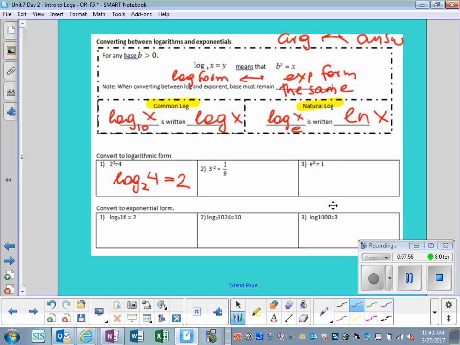So when I'm looking at log with base 2 of 4, I'm thinking about what number I need so that 2 to that power equals 4. See what's happening? The opposites. Okay, so number 2. I need to convert to log form, so obviously I need some kind of log there. What is the base of my log? The base of this exponential function is 3. So log base 3 of 1/9 equals -2. What is the argument for the log? 1/9. And then what is the answer? -2.